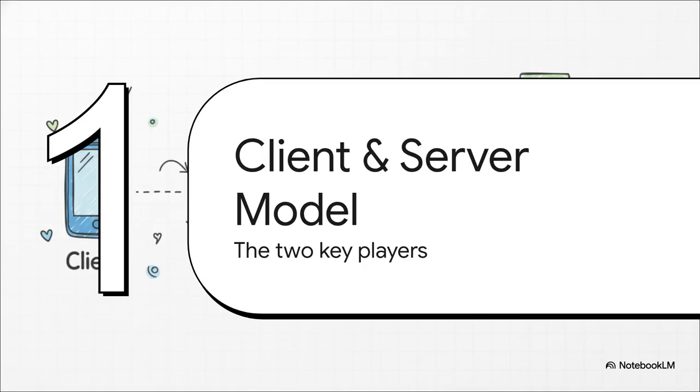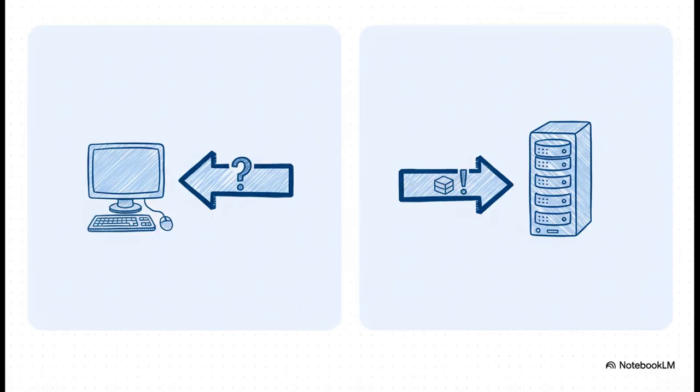Okay, first things first. Every single thing you do online, whether it's loading a website or posting a photo, it all boils down to the same fundamental pattern. It's basically just a conversation between two key players. So let me introduce you to the client and the server. The client is the one doing the asking. That's your web browser, your weather app, your Netflix app. Its entire job in life is to ask for stuff.